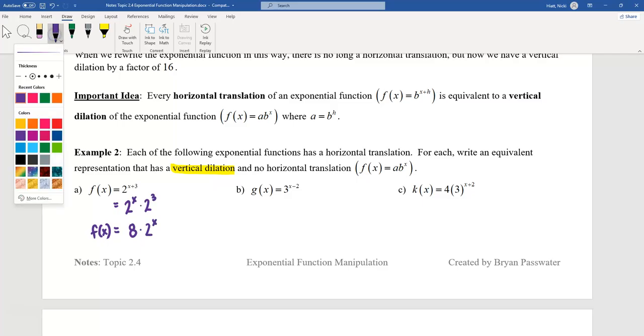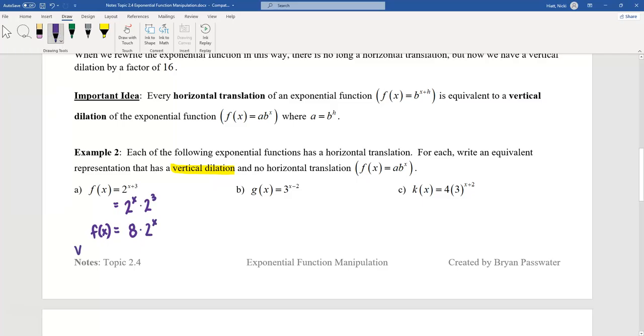This is going to be a vertical dilation by a factor of 8. For that vertical dilations, we just use that factor that's there. You don't have to flip anything. Okay, try these next two on your own.